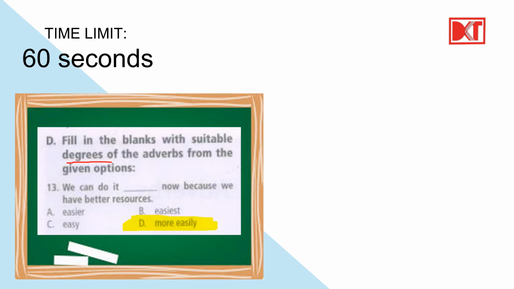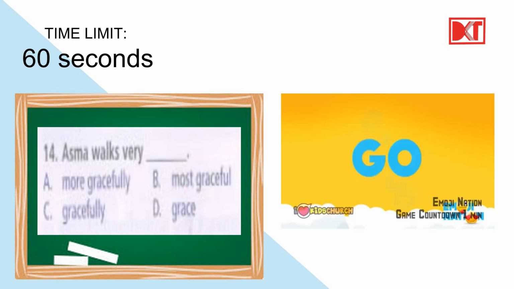And if you are smart enough to eliminate the options, you will see that there is only one adverb in any option. All these others are just adjectives. Okay. Now easy is a positive adjective. A, easier, comparative adjective, and B, easiest, superlative adjective. Only adverb here is more easily.